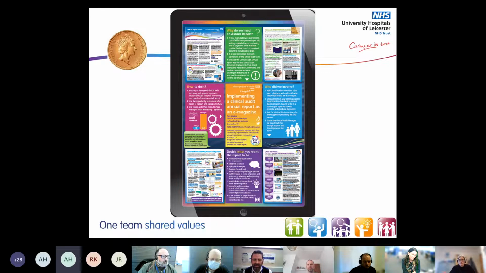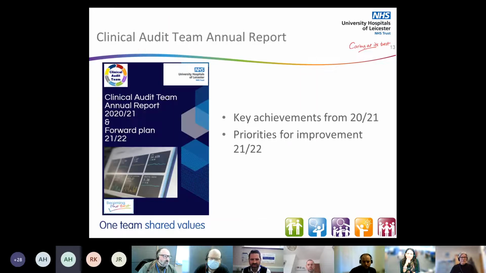And actually then we presented that, and it was really successful, and suddenly a lot of people started asking questions about, well, we didn't realise you did that, and actually that's really interesting. I didn't realise clinical audit was all about quality improvement, etc. So we've continued to do annual or biannual reports within our team to actually demonstrate what we do as a team, but also what we're planning to do as a priority for the coming year.